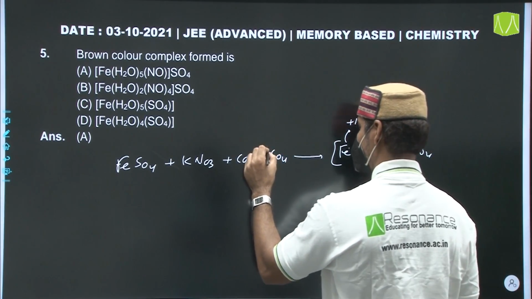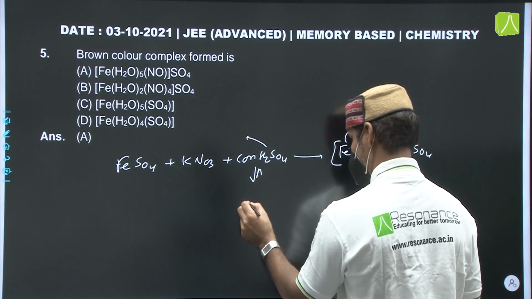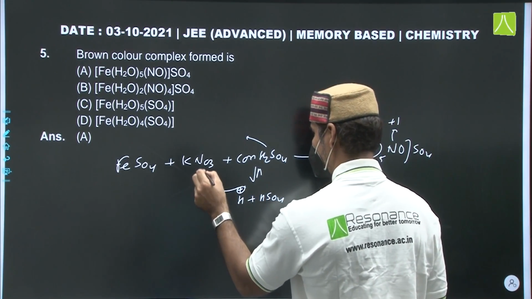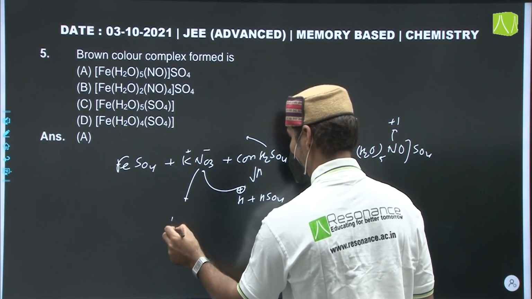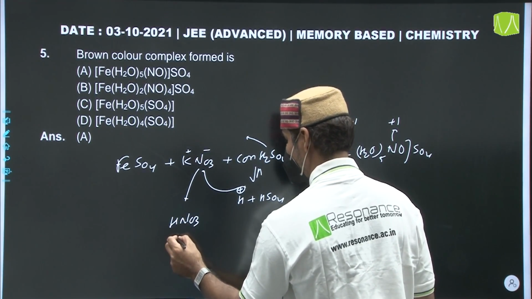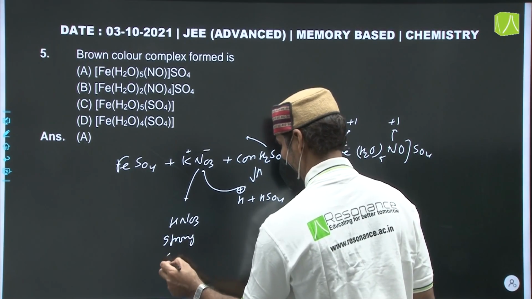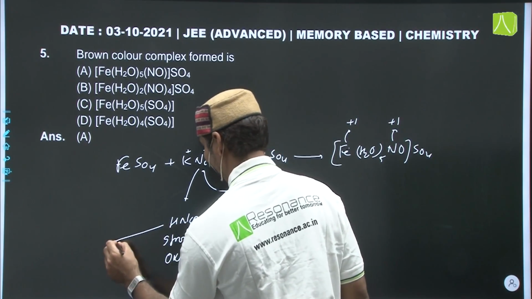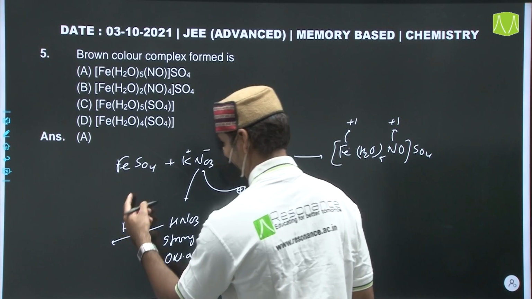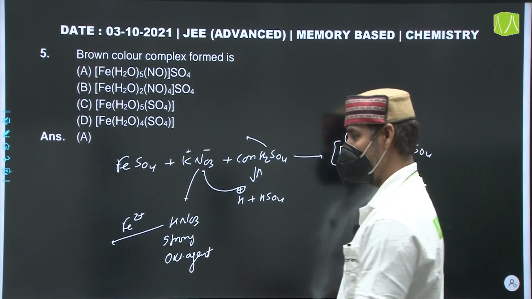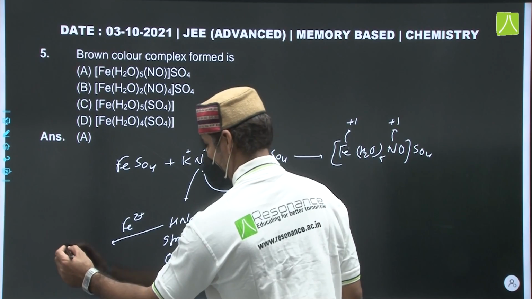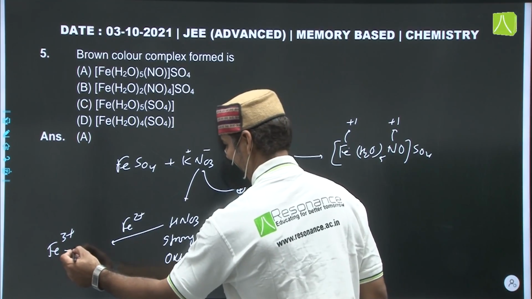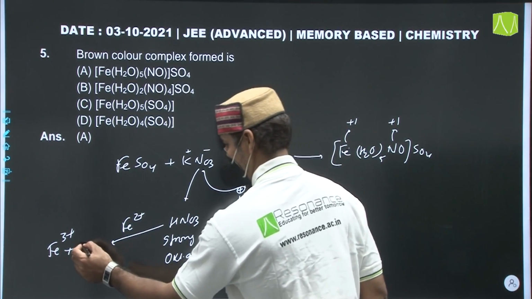Students, as we know, H2SO4 will ionize like this. It will give H+ ion with HSO4 minus. H+ will take the nitrate ion and produce HNO3. As we know, HNO3 is a strong oxidizing agent. This HNO3 will oxidize Fe2+ that comes from ferrous sulfate. HNO3 will oxidize Fe2+ to Fe3+, and Fe2+ will reduce HNO3 into NO.